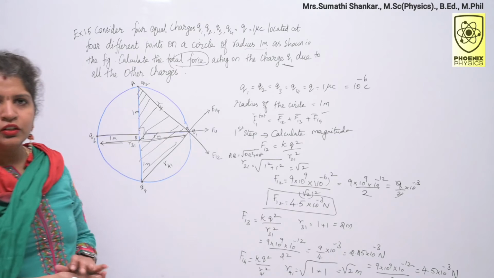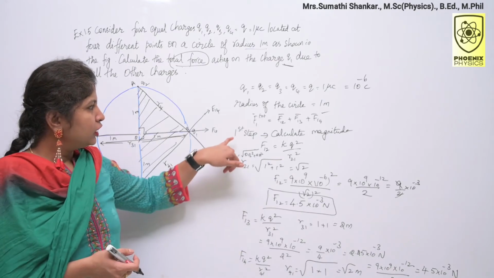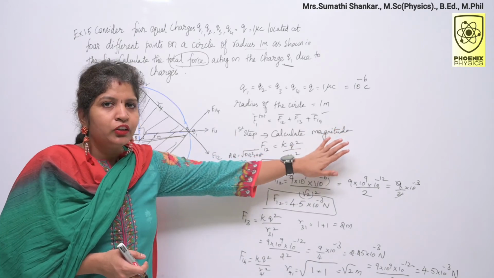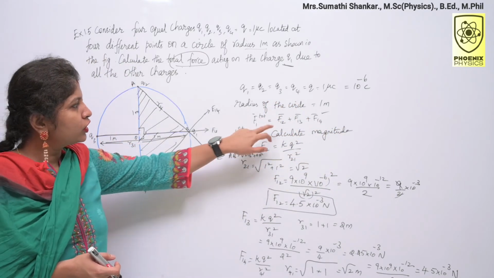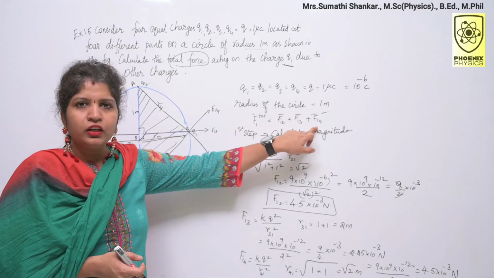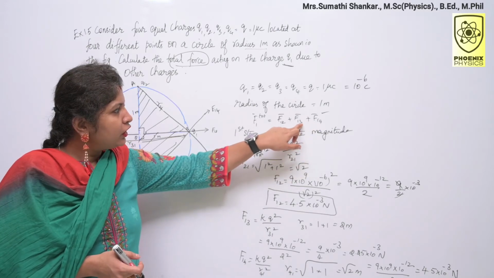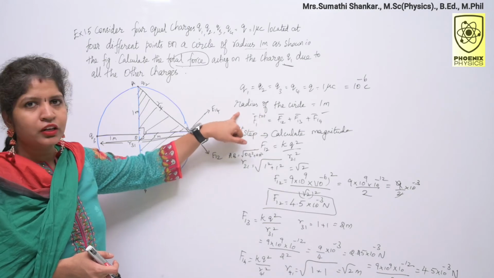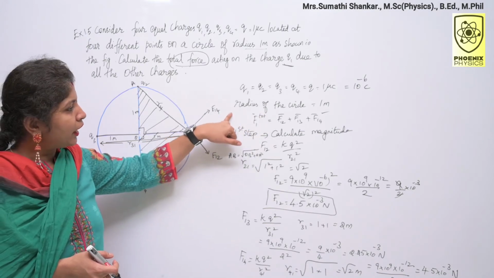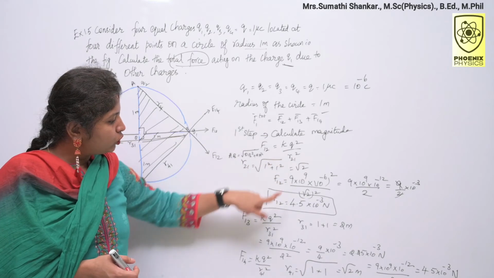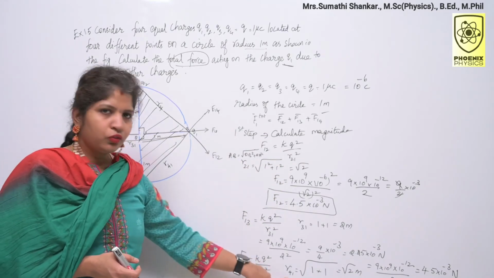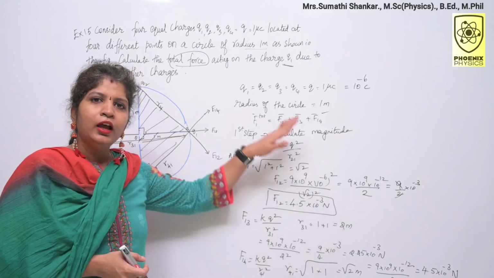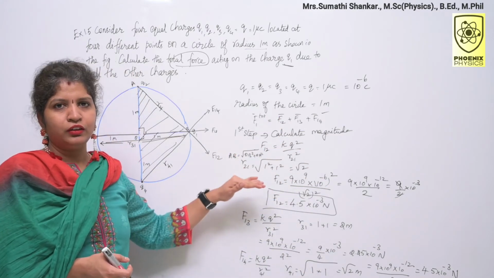So the first step we have completed. In this first step we calculated only the magnitude of the force, that is F12, F13 and F14. Here we know the radius of the circle value. From this radius value we have calculated the R21, R31 and R41 values. Then you know the formula, substitute, and you can get the magnitude of the force value.